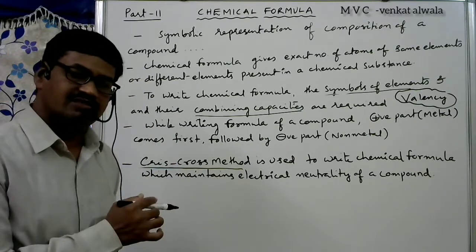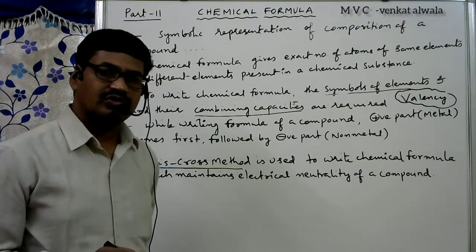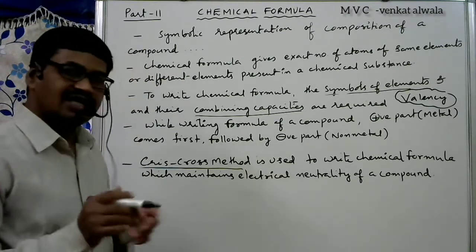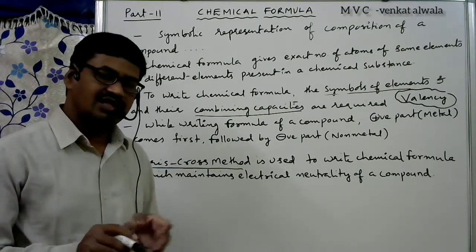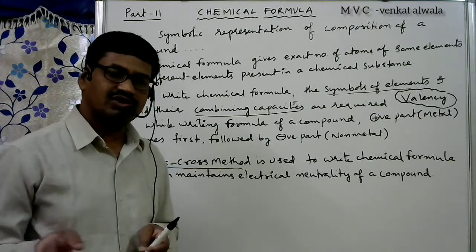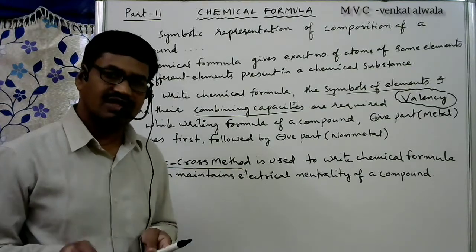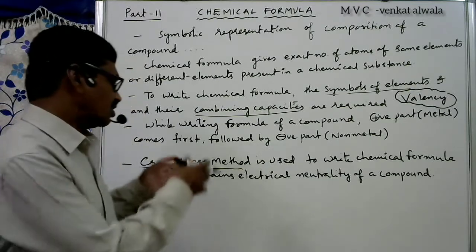If you use the crisscross method, then only we can get zero charge on that particular compound. So, if they maintain electrical neutrality, then only it is the correct formula. If electrical neutrality is not maintained, after cancellation, if we get some positive charges, otherwise we get some negative charges, that formula is not the correct formula.